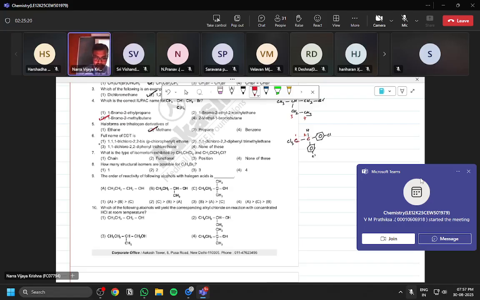Answer is option 1. Correct or not? 1,1,1 trichloro 2,2 bis parachlorophenyl. I am calling it as 4 chlorophenyl ethane. Next one.